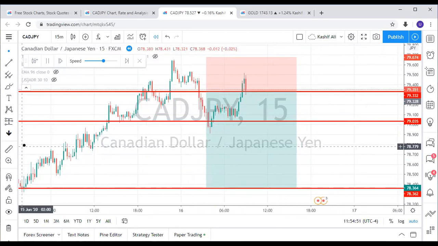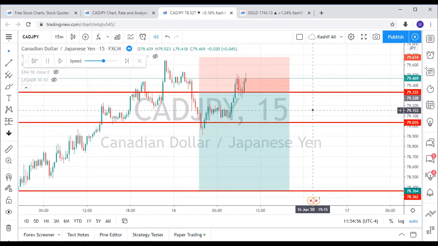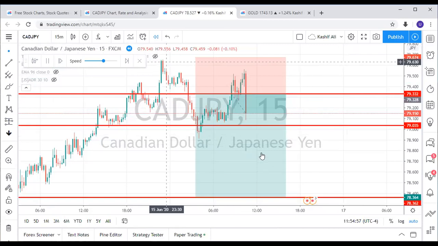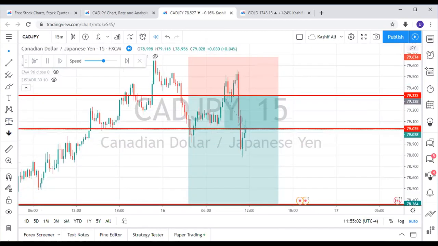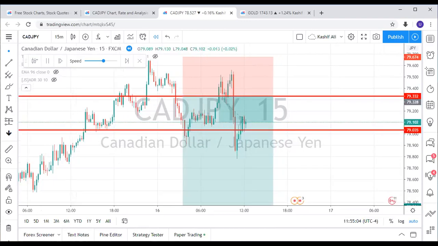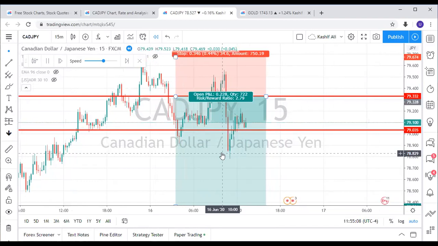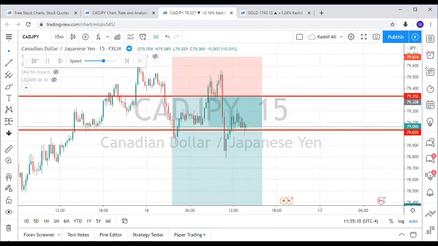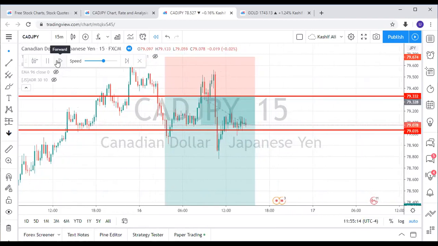It is going up, but is unable to break through the stop loss because the bull rally is over, and then there comes the impulse towards the downside, another M formation, and it's just going down. The risk to reward ratio on this trade is 2.79. It's again a good one, almost 3. So yeah, I will just fast forward it.